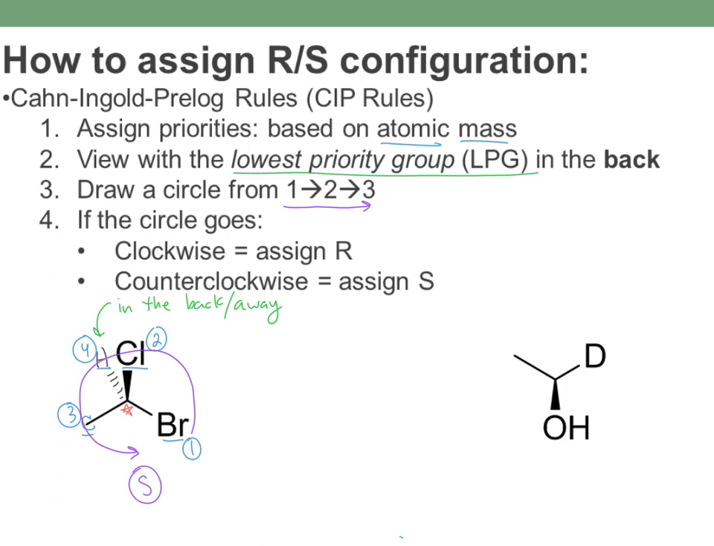And that's basically the gist of those rules, right? And we're going to do some more examples here. And like, what if the lowest priority group is not in the back? What do you do? So let's look at the molecule on the right. You should probably pause, give yourself a second, see if you can figure out what the lowest priority groups are, or what the priorities are.